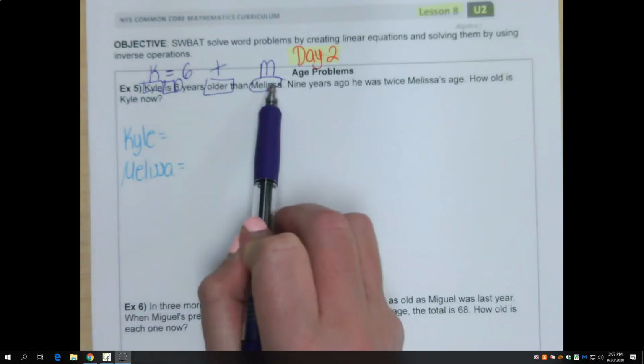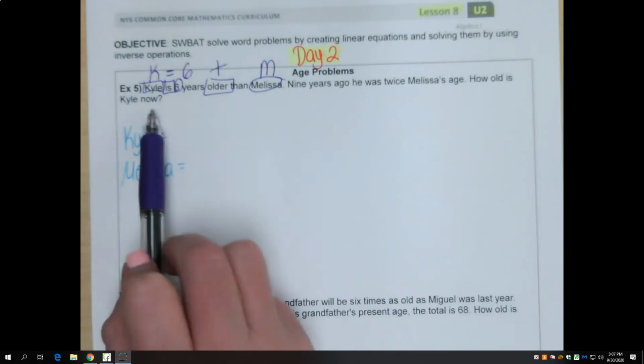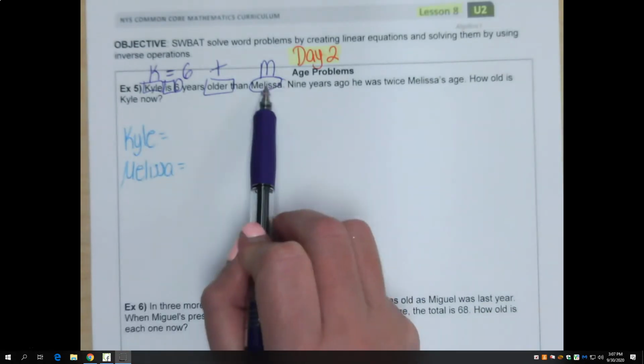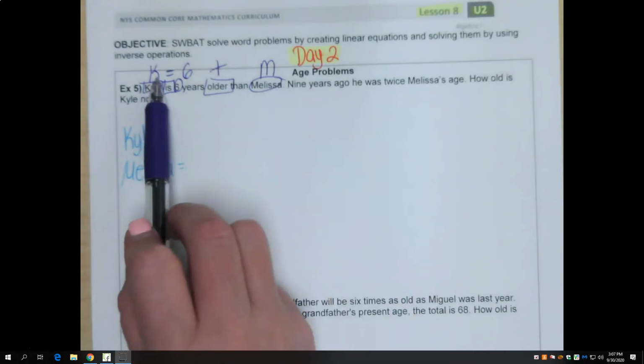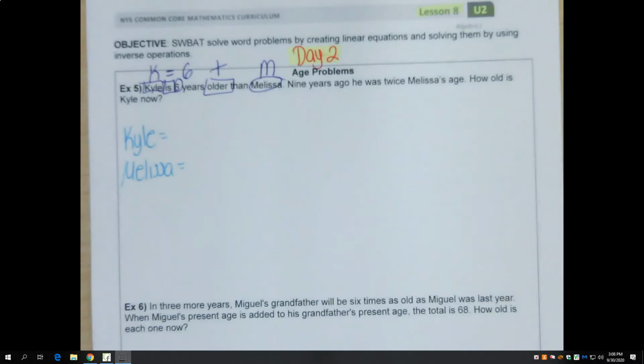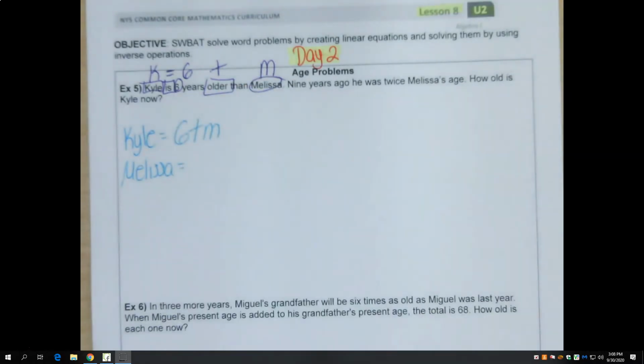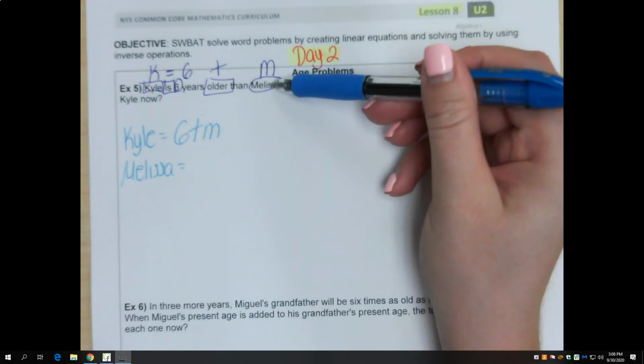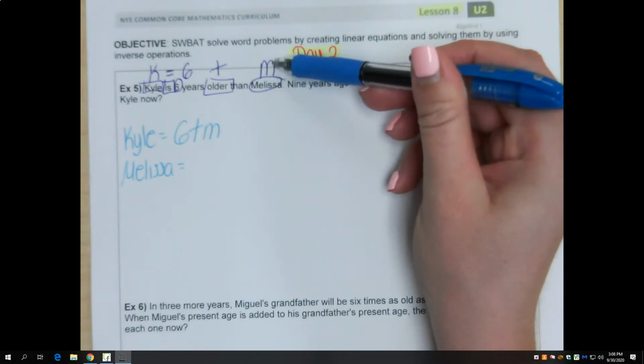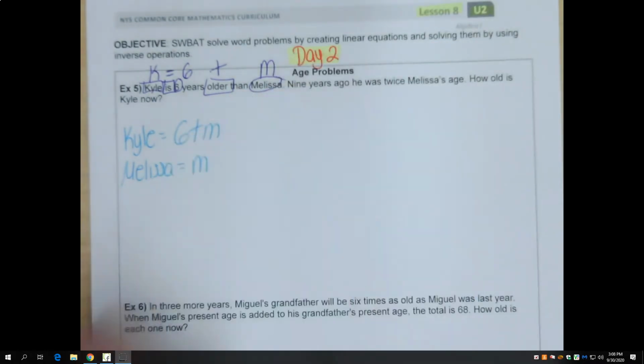And then Melissa, well, I don't know how old Melissa is. It doesn't say that. So I'm going to let Melissa be represented by the variable m. So right now I really know how old Kyle is. He's going to be 6 years older than Melissa. So I'm going to fill that out. He's going to be 6 plus m. Okay, and we actually also just figured out how old Melissa is by letting her be represented by the variable m. So I'm going to let Melissa equal m. All right, that's good to go.